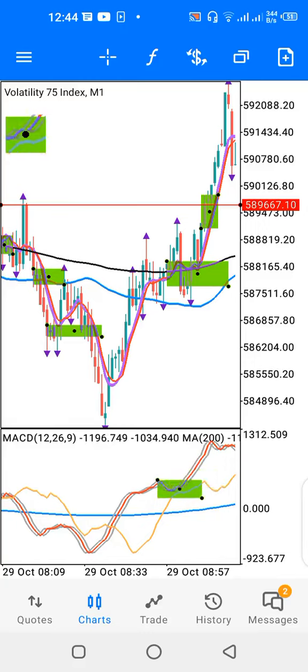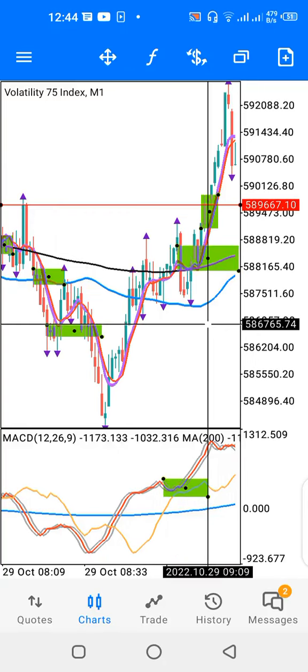So if you have the combination of all these lines around here clear above this blue line, while you have the generation of a bullish signal on the main chart, then you are good to go with placing your buy trade.